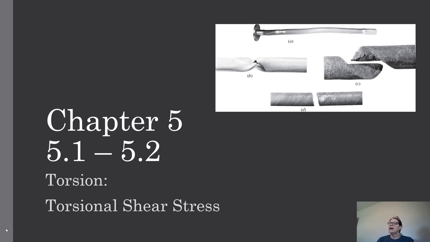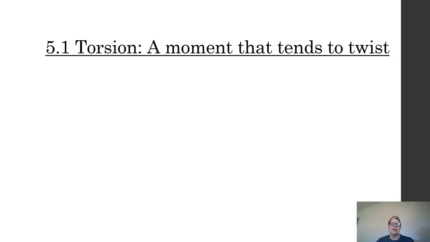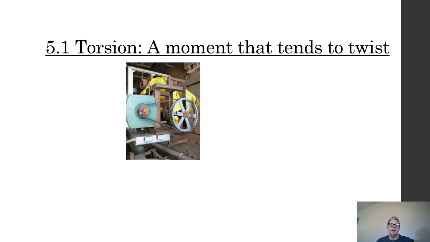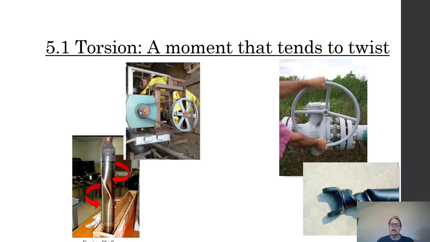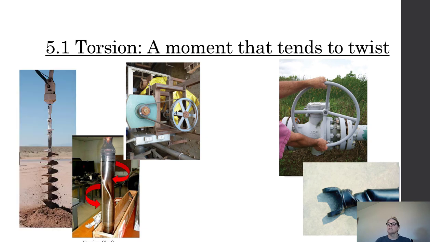Welcome back. We are now starting chapter 5, and we're going to start looking at the stress from a torsion. So it's torsional, it's going to be shear stress. So what is torsion? Well, it's a moment that tends to twist. Anytime you are spinning around the centroid of an axis, you are going to be providing some sort of torque force. When we're looking at things like augers, we're going to have torsion.